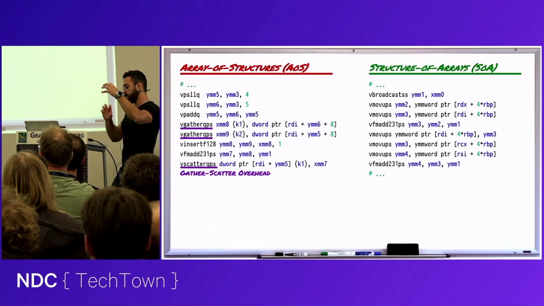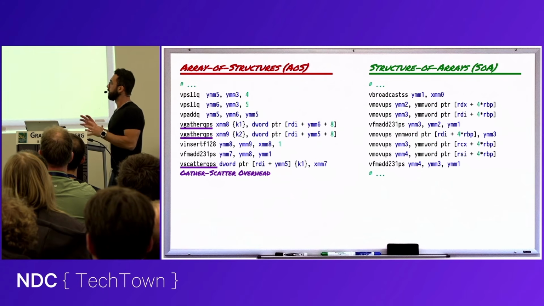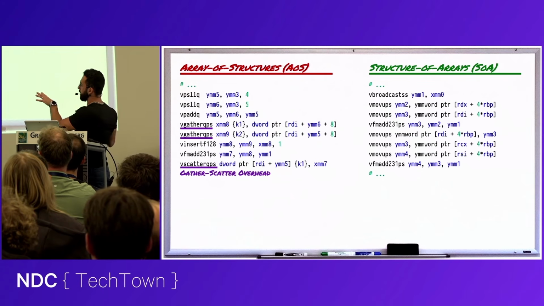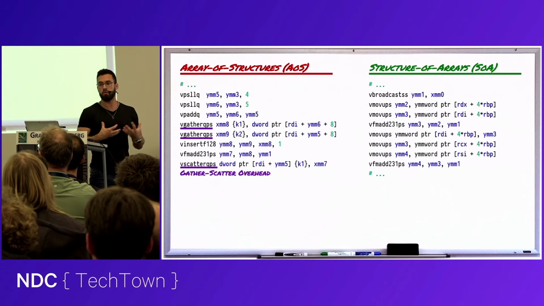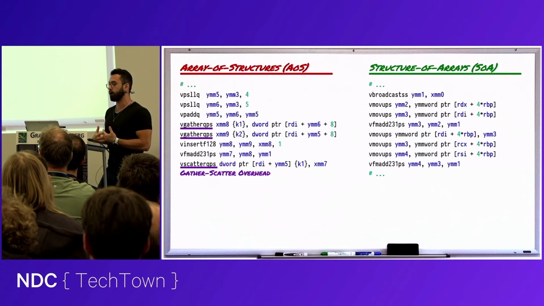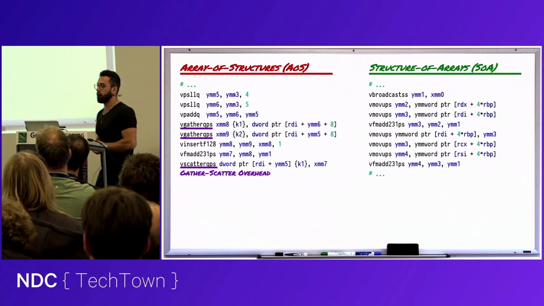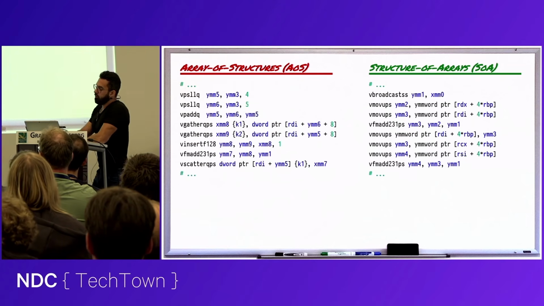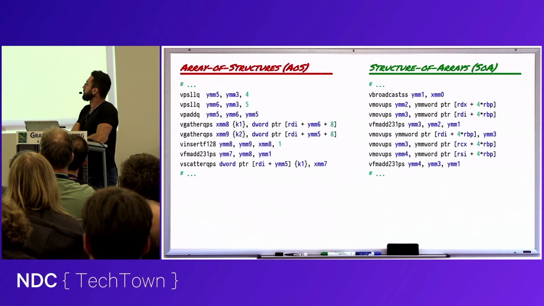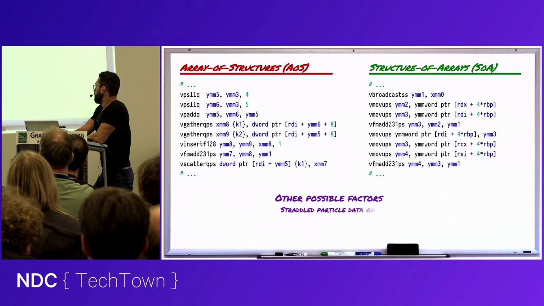So it takes it from different places and puts them in the same register, then performs the fused multiply-add, and then it scatters it back to where it came from. So there is some overhead associated with the fact that the data is laid out in a strided fashion and not allocated continuously. So the SOA avoids that extra overhead, and I think this is the biggest reason why it's much faster. There are other possible factors.